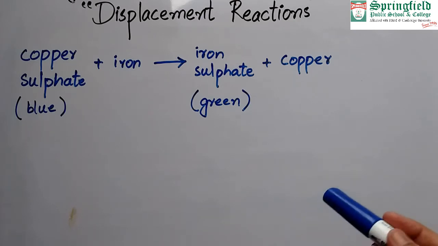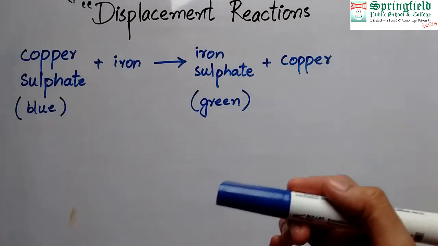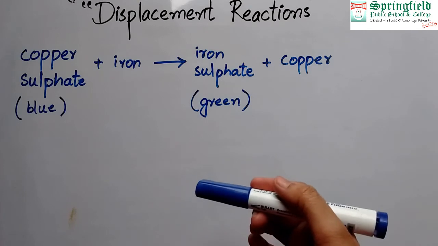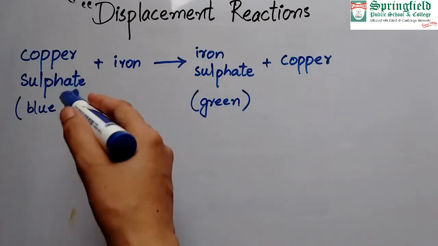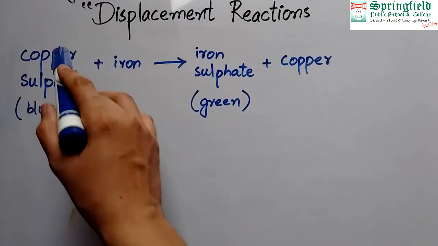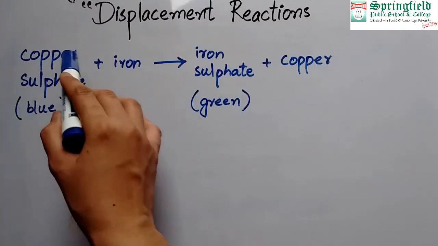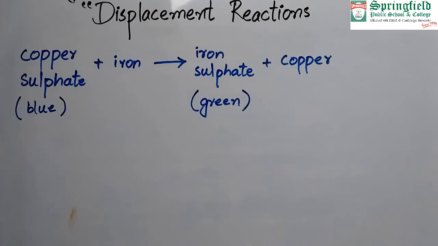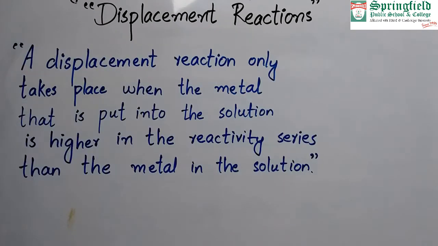You will see that after iron there are tin, lead, and then copper. It means that iron has a higher place than copper in the reactivity series, and iron can displace copper. But if we consider, can copper displace iron? No, it cannot displace iron because it is lower in the series. Every higher metal in the series can displace the lower metal in the series. This is what we call displacement reactions.